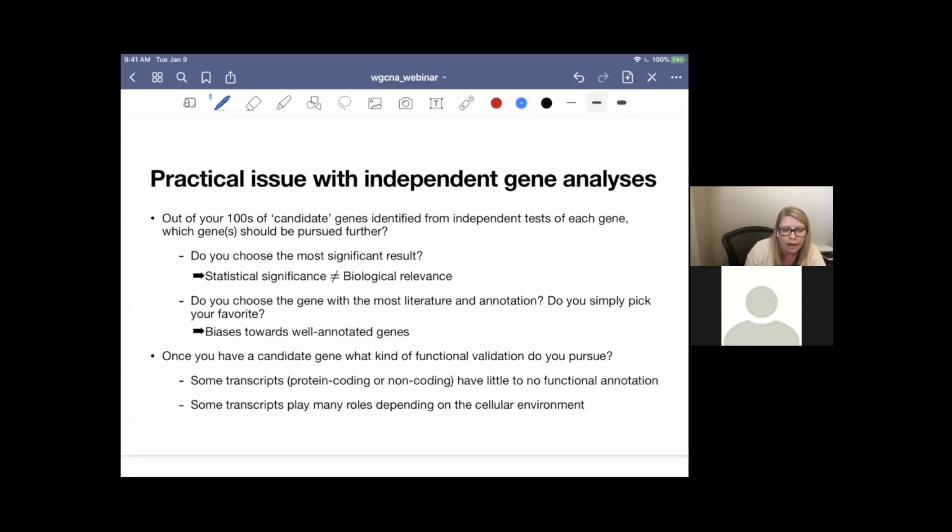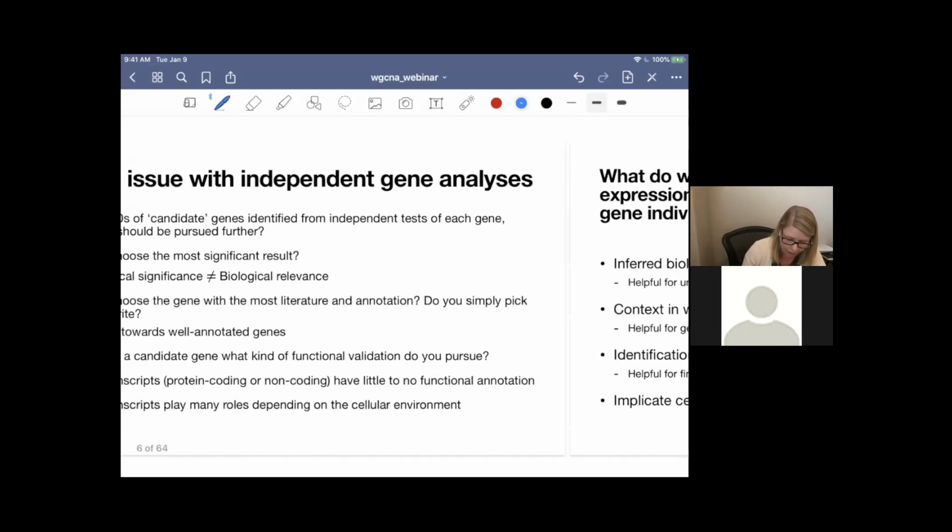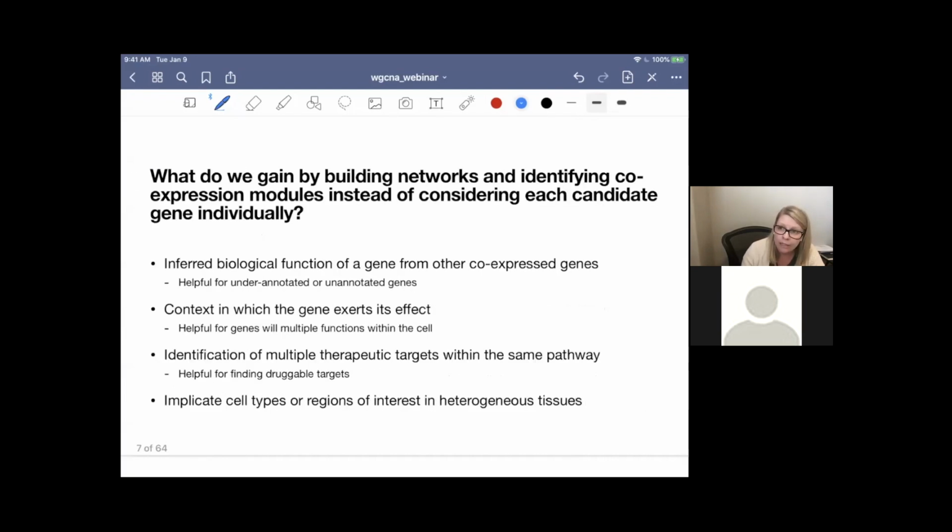So even when we have a good candidate gene, there may be some challenges to thinking about what kind of functional validation you want to pursue. Like we talked about before, some transcripts may have little to no functional annotation or information, while some transcripts may play many roles, depending on what cell type we're talking about, depending on what environment we're talking about, both cellular and at the grander scale. And so the idea is that by using networks, we can help answer some of those questions.